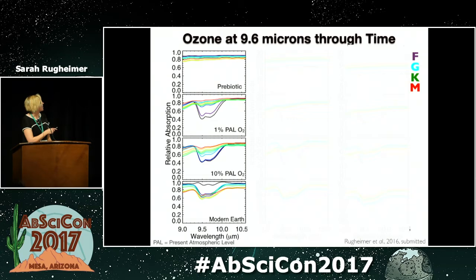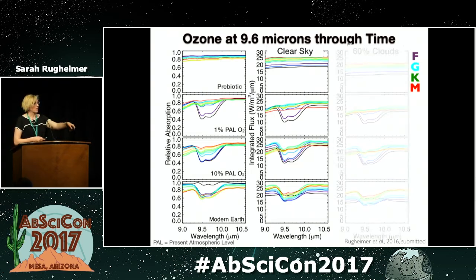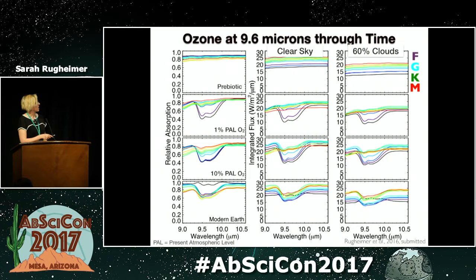And here you have already, with our clear sky models, we see these strong features of ozone, especially for the F and G stars early on with only 1% oxygen levels. And then, of course, the feature is quite strong going up until modern. When we add clouds, there's less of a diminishing effect of those clouds on the ozone feature.